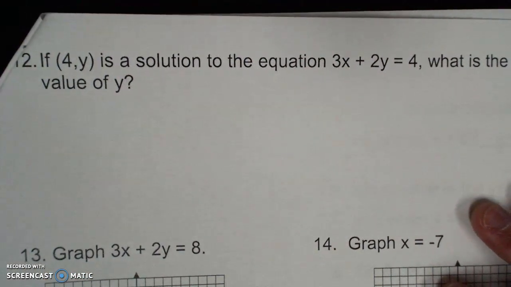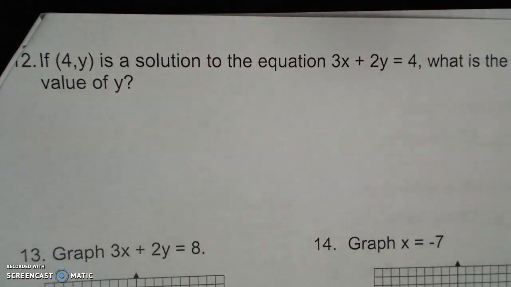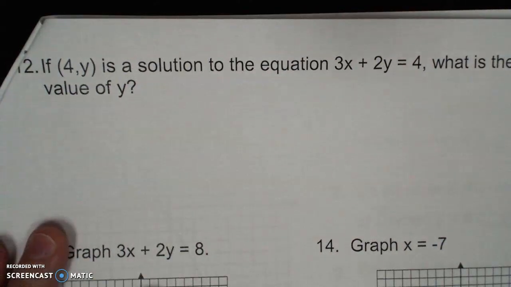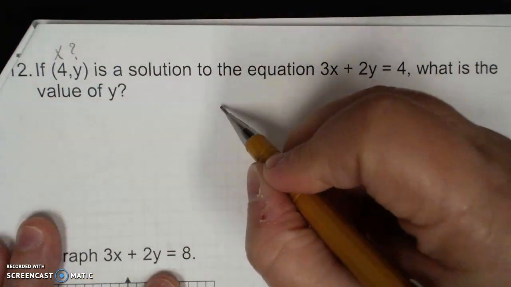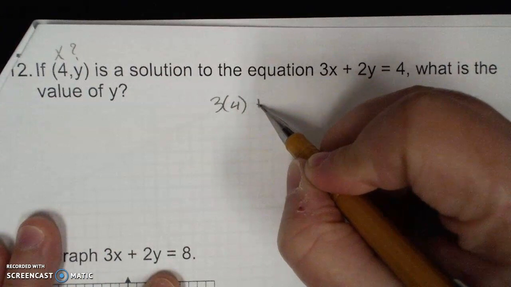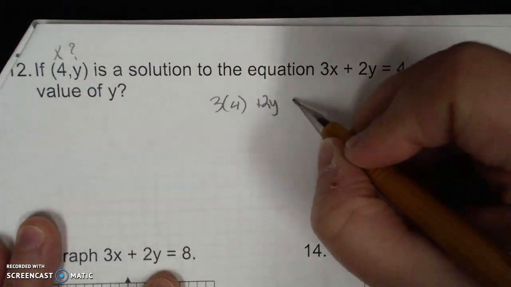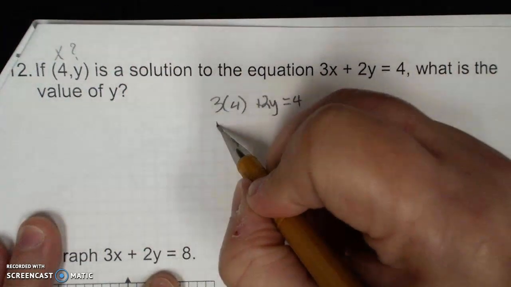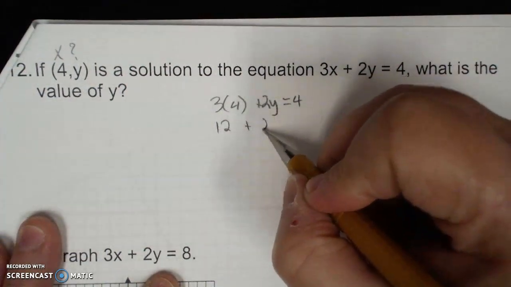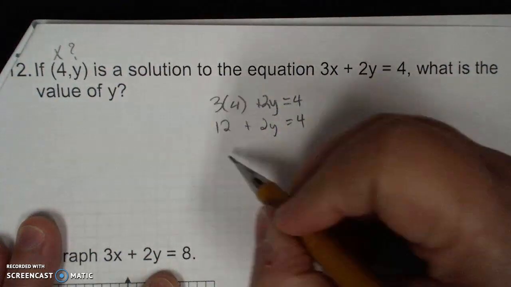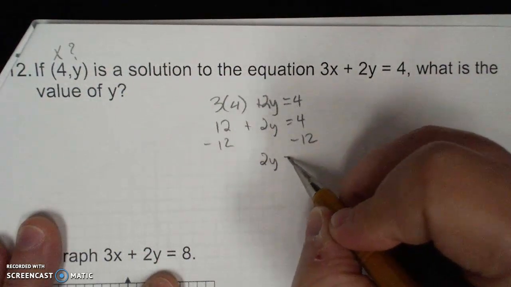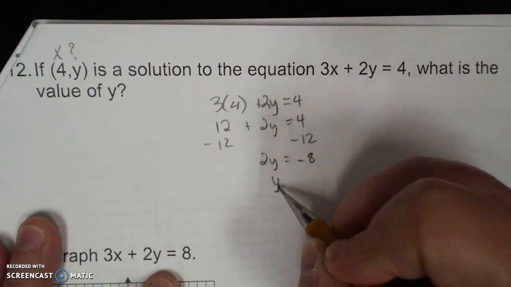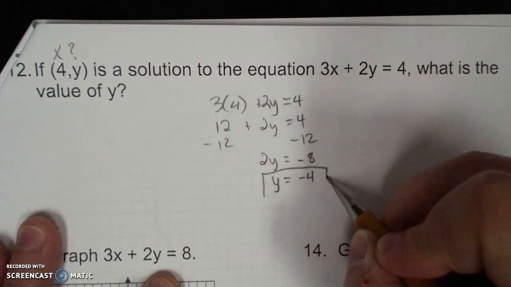The next question says, if 4 is a solution to the equation, what is the value of y? So it basically says, this is my x, what is y? So I go 3 times 4 plus 2y equals 4. 12 plus 2y equals 4. Subtract 12 from both sides. 2y equals -8. Y equals -4, because I divide both sides by 2.